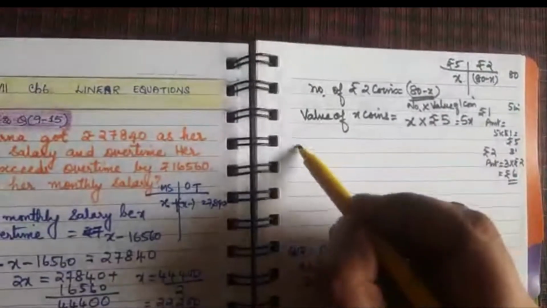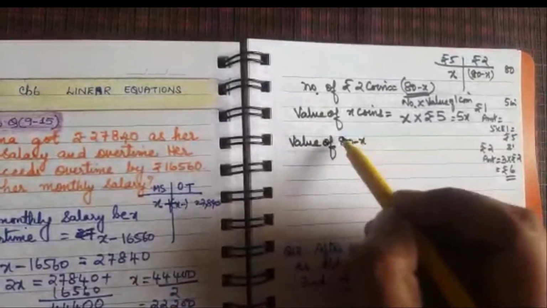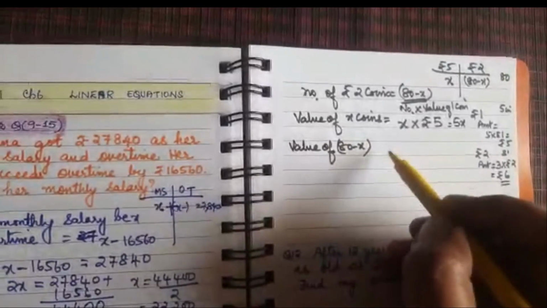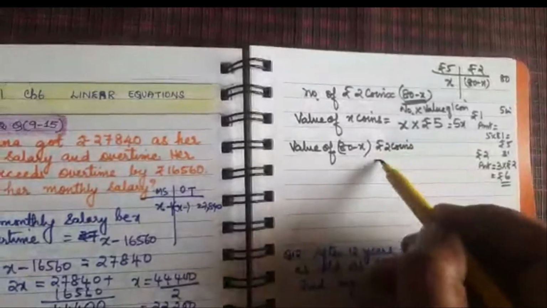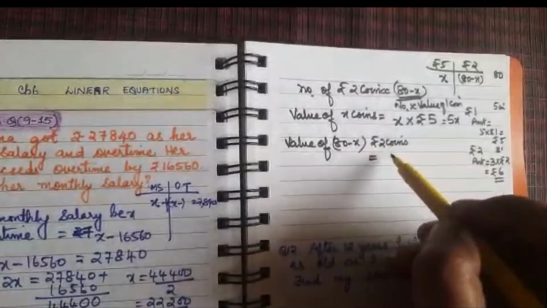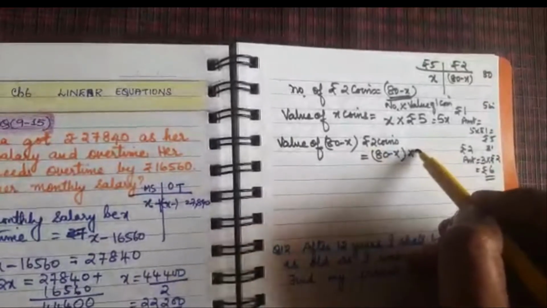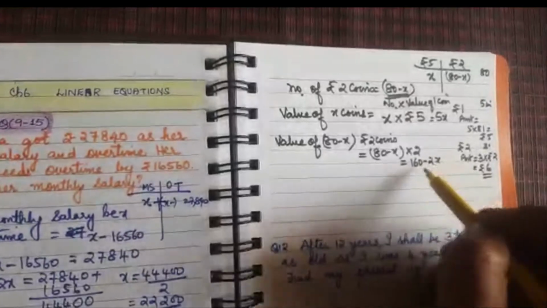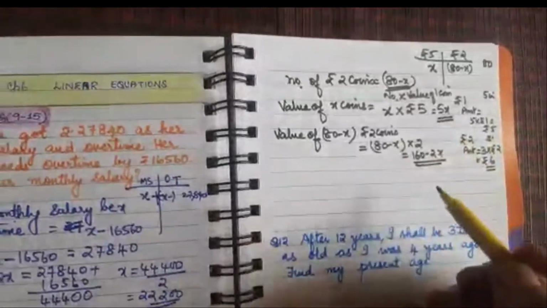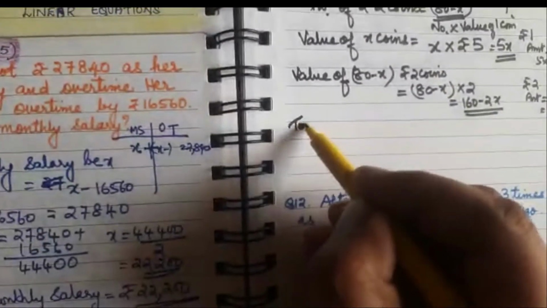Okay. Now what is the value of 80 minus X coins? These are 2 rupee coins. So number is 80 minus X into value 2. So it is 160 minus 2x. Okay. So together how many rupees do we have? 232. So together means total value.